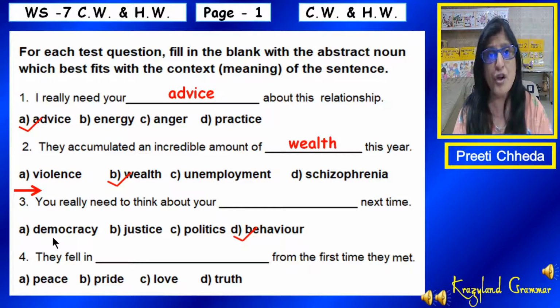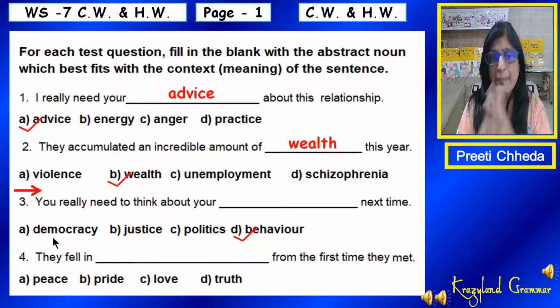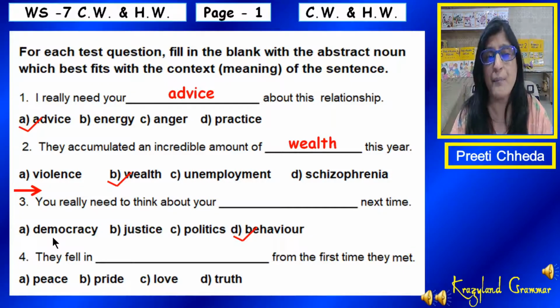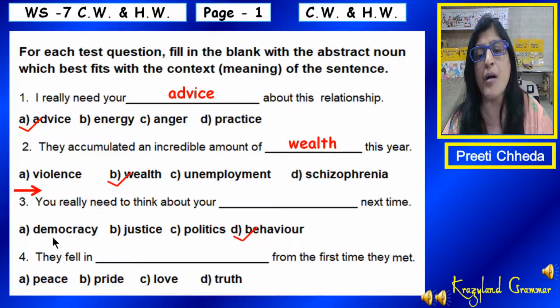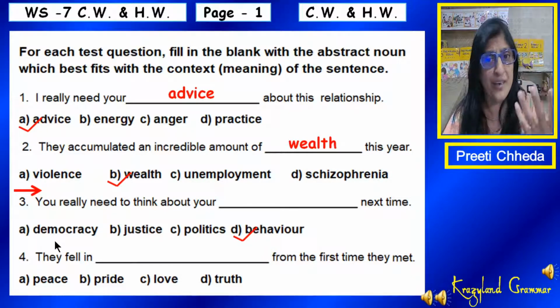So there will be no dictatorship. It's a democracy, मतलब पब्लिक ही चुनेगी जिसको और वही राज करेगा. That is called democracy. Justice, न्याय. Politics, that is rajniti. Behavior matlab vartan. So you really need to think about your democracy, or do you need to think about your justice next time, or do you need to think about your politics or behavior?